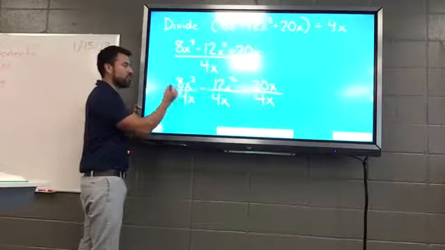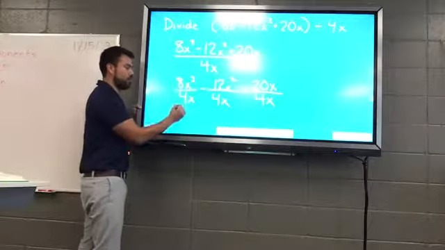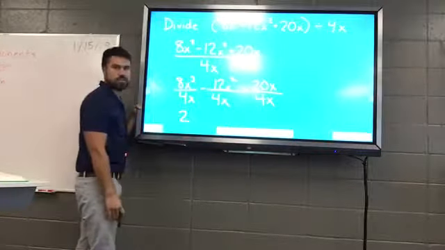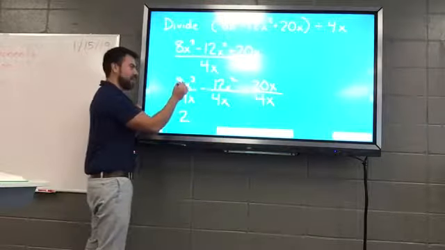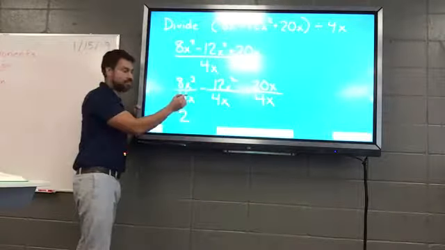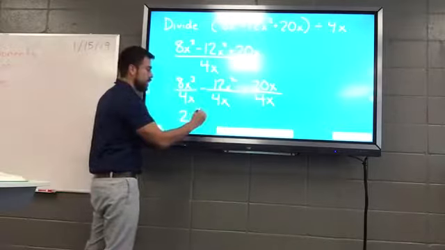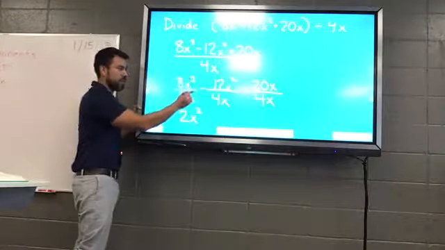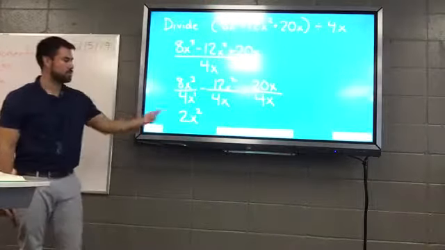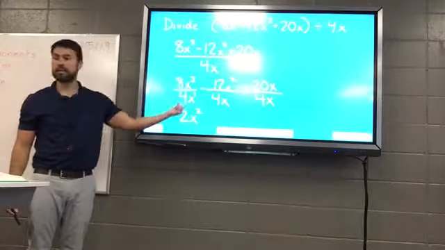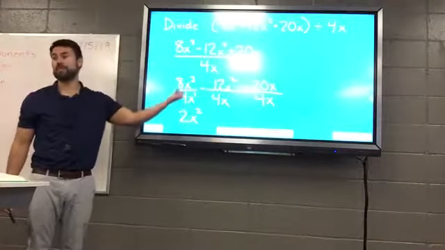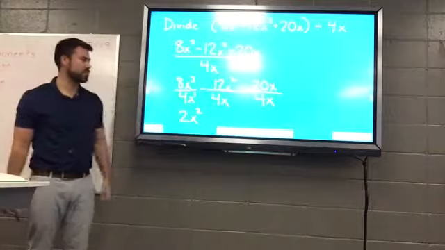Right here, look at the first fraction. What's 8 divided by 4? 2. What's x cubed divided by x? X squared, because you did 3 minus 1. That's 2x squared. That's what you did in the other examples. You did it 4 or 5 times now. Now you're doing it for your 6th time.